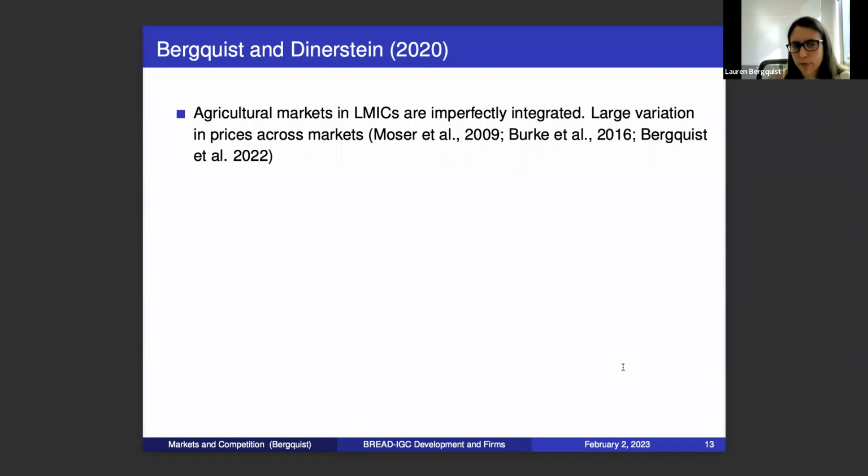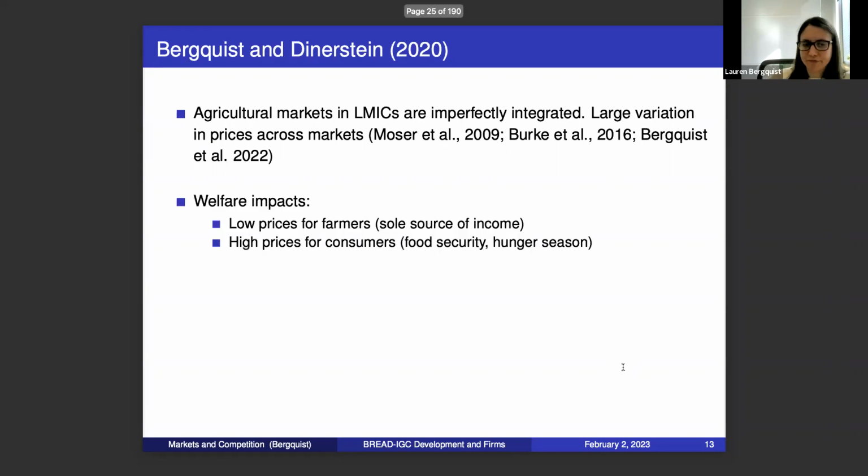It's pretty common to see pretty large variation in prices across these markets, and it suggests these markets are imperfectly integrated. And this is of big interest to policymakers. They're concerned on 2 fronts. One is that there seem to be low prices for farmers, crops are their main source of income, and the flip side, high prices for consumers, and that raises issues of food insecurity. So the question is, where is this gap coming from?